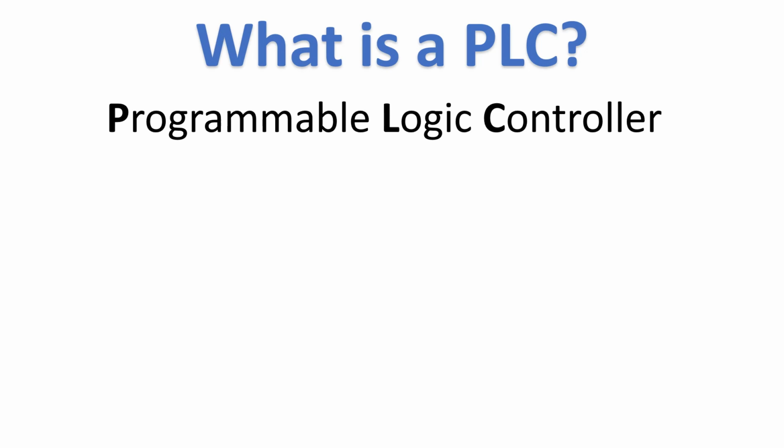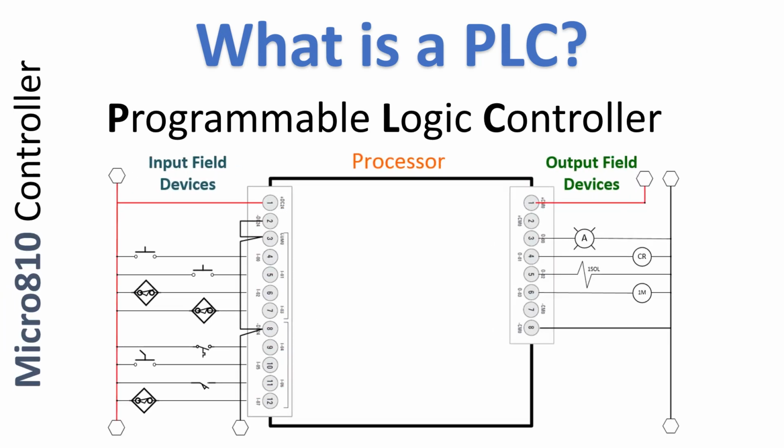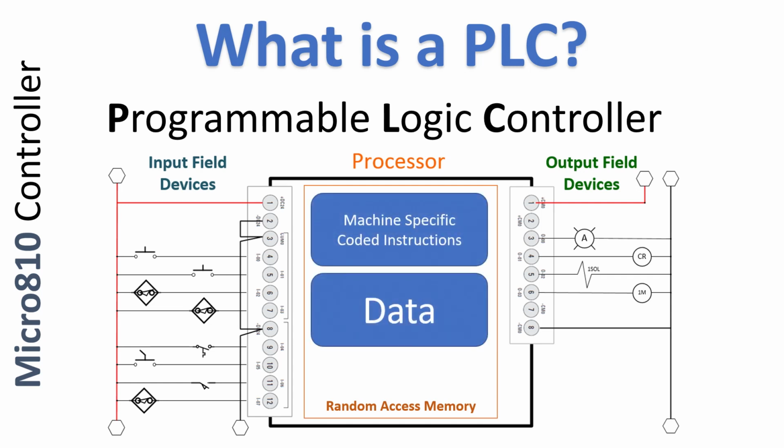Now physically, a PLC is a piece of electronics with screw terminals for both power and interface to the external process or machine. This is a Micro 810 controller. We represent the inputs and outputs available with this particular controller. The area of focus for the PLC is random access memory, or RAM. Everything of interest takes place in the memory. Within the RAM, there are two areas of interest: machine-specific coded instructions and data. This is what we will cover in this lecture.